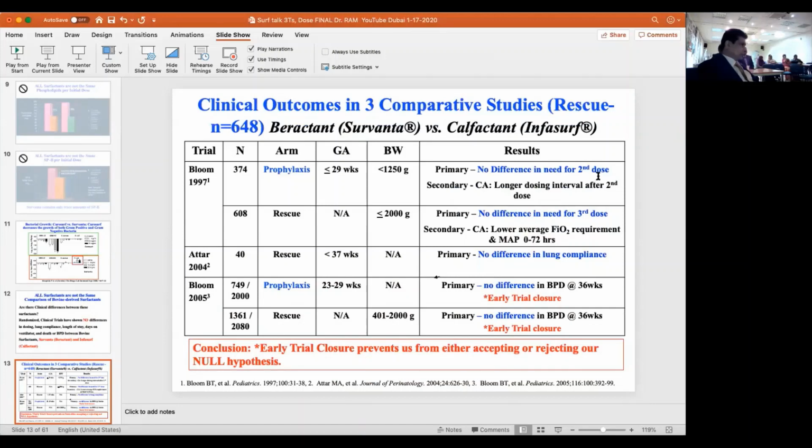In 2005, you can see in the prophylaxis trial, a second dose or a third dose was the primary outcome. Compliance, no difference. Finally, in 2005, a large study unfortunately was stopped early, in spite of nearly 2,000 babies, with no difference in outcome at 36 weeks post-menstrual age. However, early trial closure prevents either accepting or rejecting the null hypothesis.